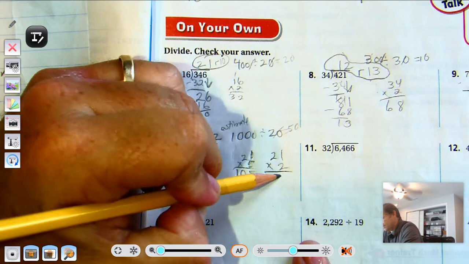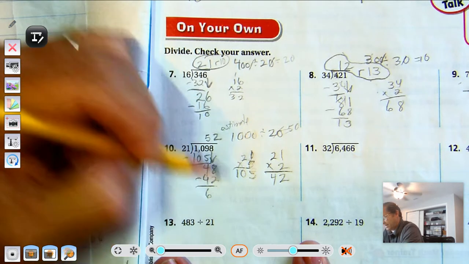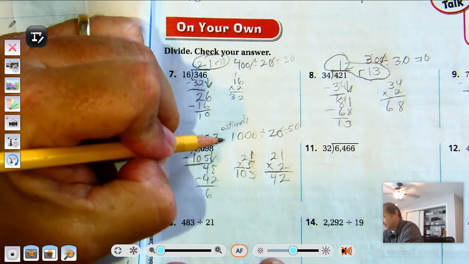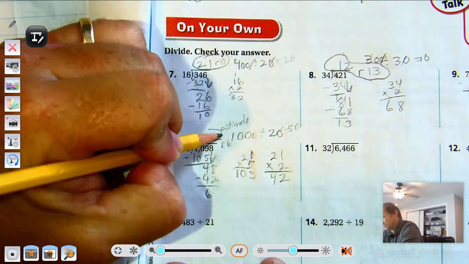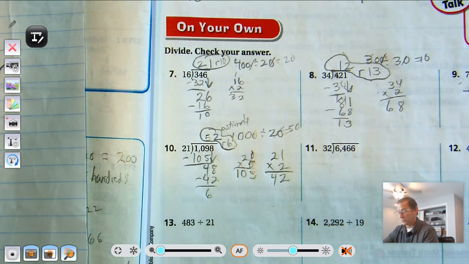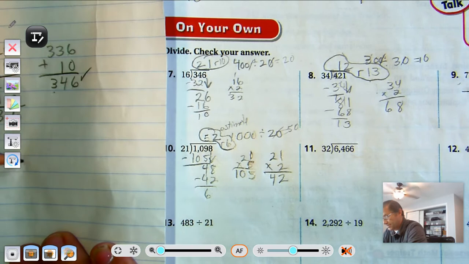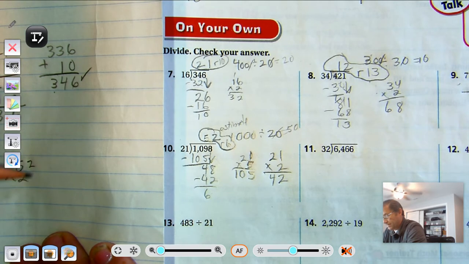2 times 21. 2 times 2 is 4, so 42. And we have a remainder of 6. So 52, remainder 6. All right, let's multiply that to find out. 52 times 21.